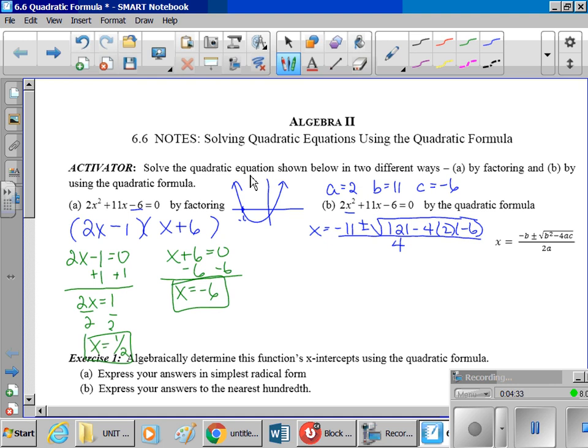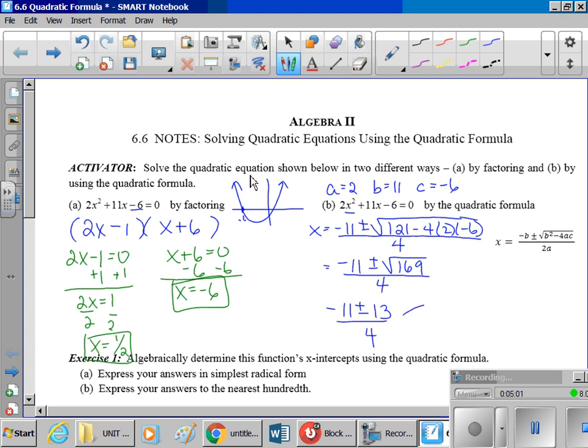My next step is always to do the discriminant, which is what is underneath my square root. So I just put that into my calculator, and I get negative 11 plus or minus the square root of 169 over 4. And I know I get rational answers, so I know that I have to have a perfect square here. So I get negative 11 plus or minus the square root of 169, which is 13, so 13 over 4.